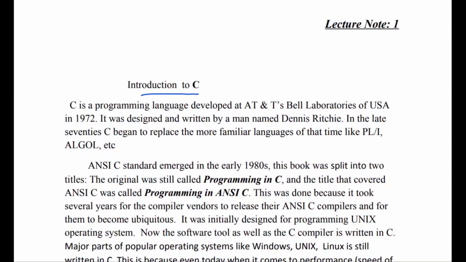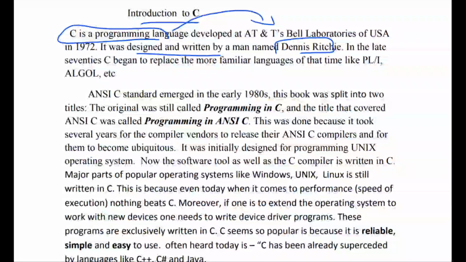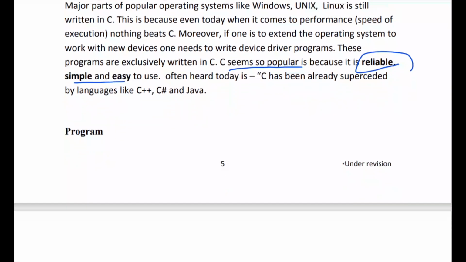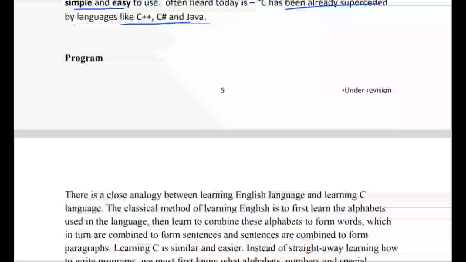Introduction to C. C is a programming language which was developed at AT&T's Bell Laboratories of USA in 1972. It was designed and written by Dennis Ritchie. C seems so popular because it is reliable, simple, and easy to use. Often heard today is that C has already been superseded by languages like C++, C#, and Java.